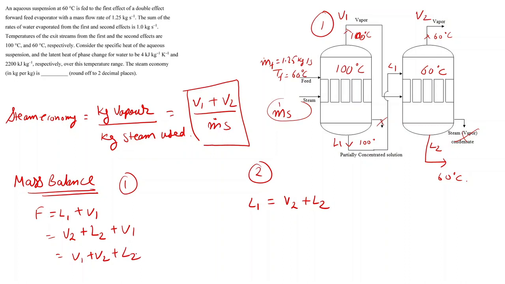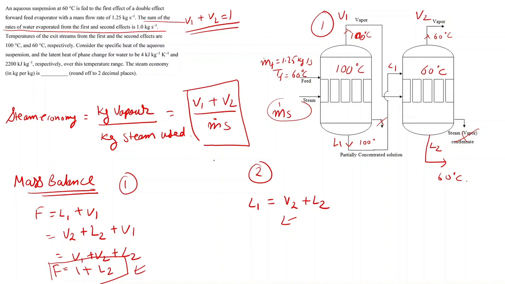In the question, we have been given that the sum of the rates of water evaporated from the first and second effect is 1 kg per second, that is V1 plus V2 is equal to 1. So we replace it here and we get F is equal to 1 plus L2. We will be using all these equations to find the steam economy later on. Now we have done the mass balance.